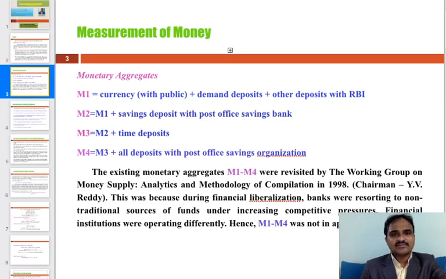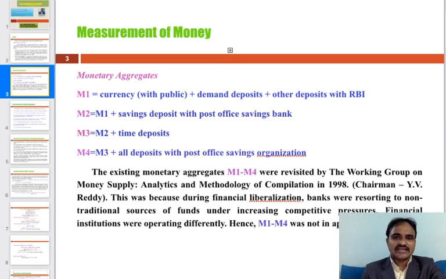M3 is M2 plus time deposits. M3 includes all the other variables of M2, including saving deposits with post office and the time deposits. The difference between M2 and M3 is the saving deposits and time deposits. So M4 is M3 plus all deposits with post office savings organizations. M4 thus includes time deposits and all the other variables, including all deposits with the post office savings organization.